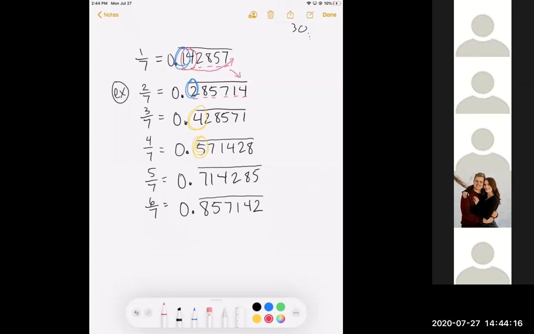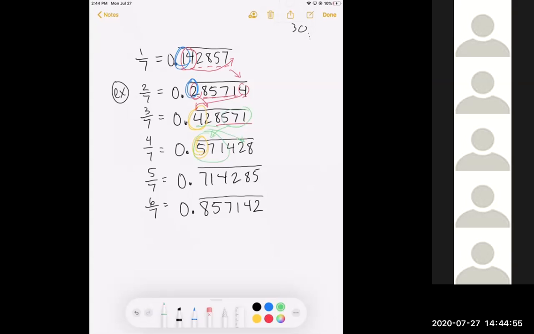Notice that from 2 sevenths to 3 sevenths, they've also been shifted. The 4 and the 2. So the 2 was shifted to here, and the 4 from the back was shifted to the front. Notice that 8 5 7 1 is still the same. From the 3 sevenths to the 4 sevenths, the 5 7 1 was moved to the front. Okay, and the 4 2 8 was also kept in that sequence.